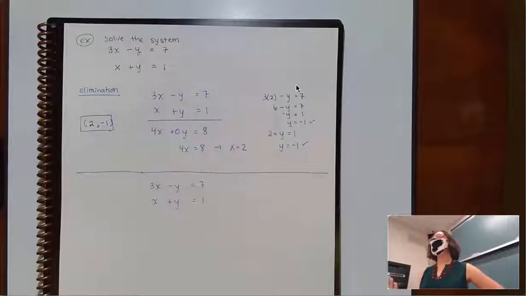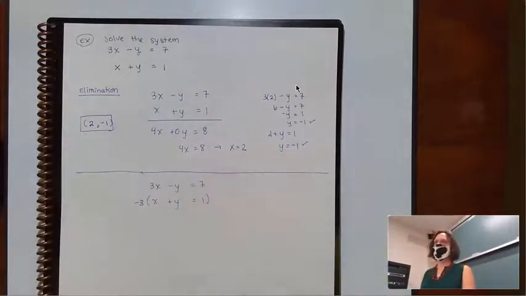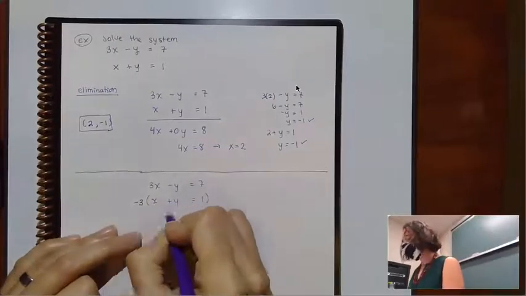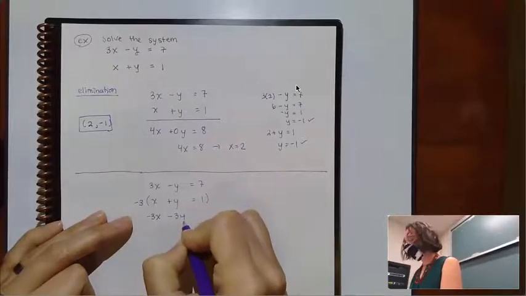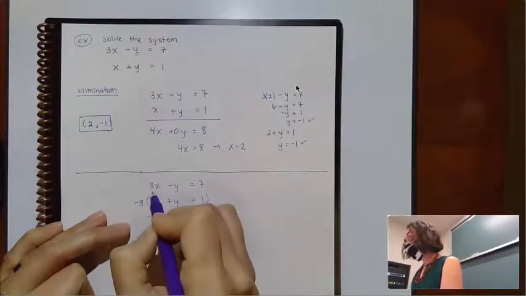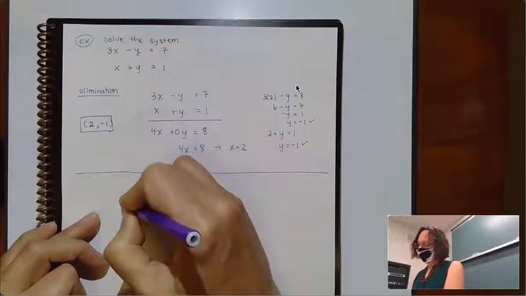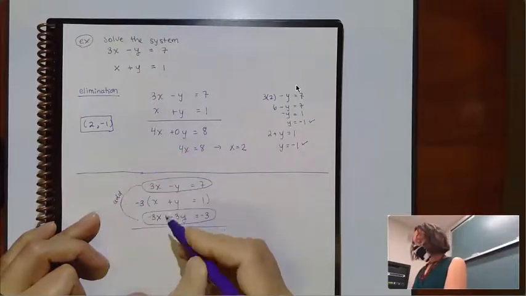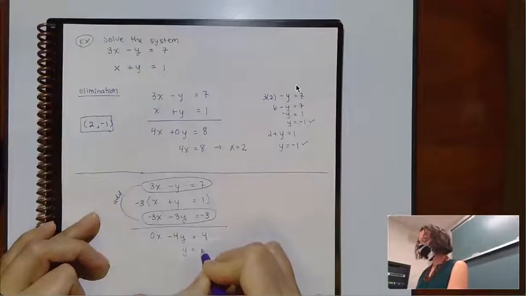Also totally fine, you can either add or subtract. I personally make fewer mistakes when I multiply by a negative number and then add the terms together than when I try to do subtraction, so this is the choice I would make. If I rewrite that second row, distributing the negative three, it looks like negative 3x minus 3y is equal to negative 3. Now I'm adding the top row and my new bottom row together, and I've got 0x minus 4y is equal to positive 4. I still get negative 1 for y.